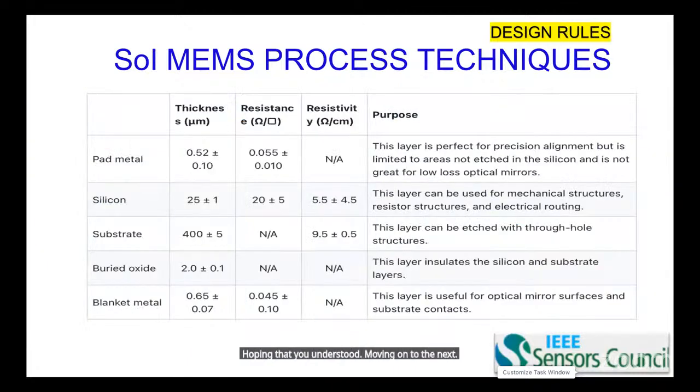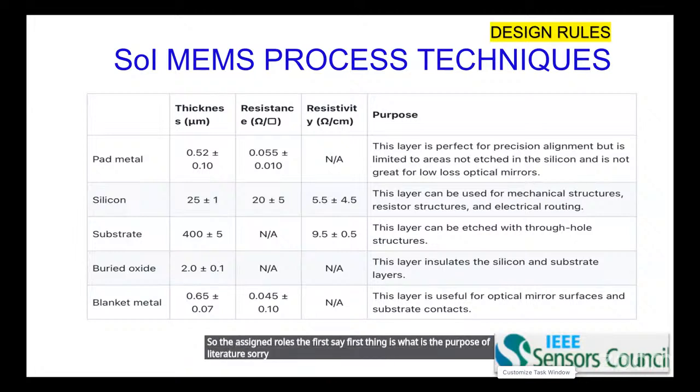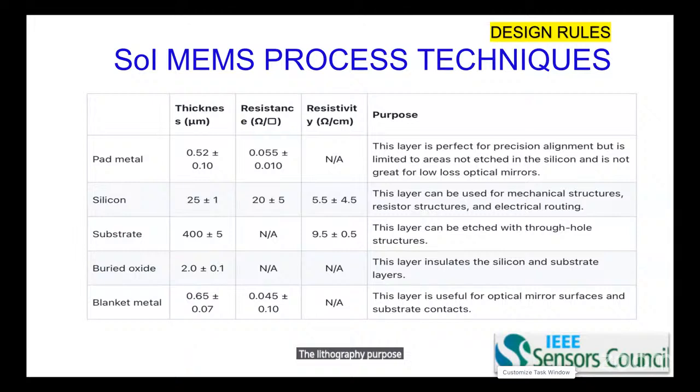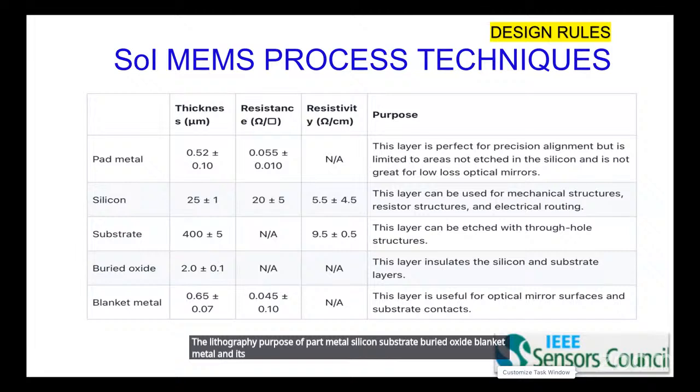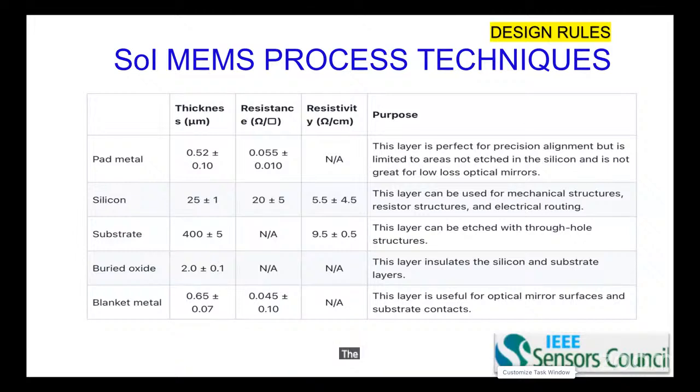So the design rules. The first thing is what is the purpose of lithography in this. The lithography purpose of pad metal, silicon substrate, buried oxide, blanket metal, and their thickness and resistivity is here. If you look at the blanket metal, it is useful for optical mirror substrates and substrate contacts. That's what I said: in case we do not need this in our design, we can skip that. The buried oxide layer is normally used to insulate the silicon and the substrate layers.